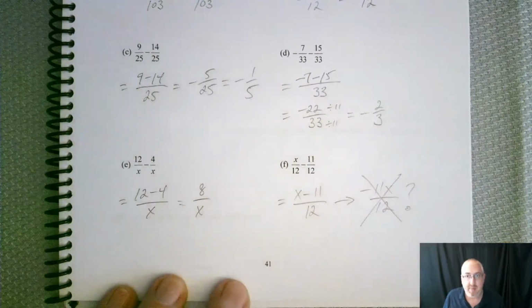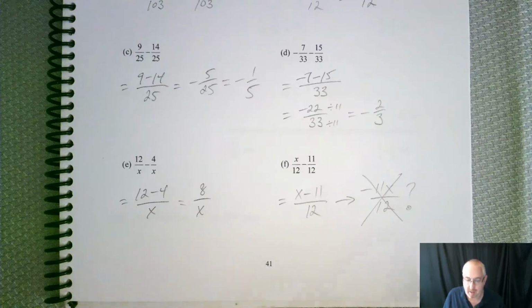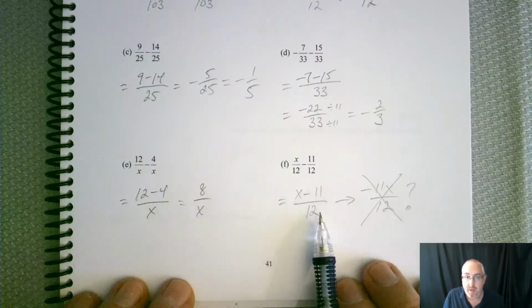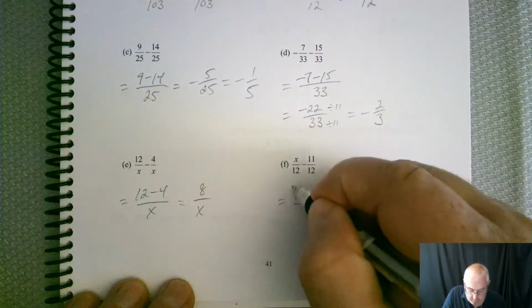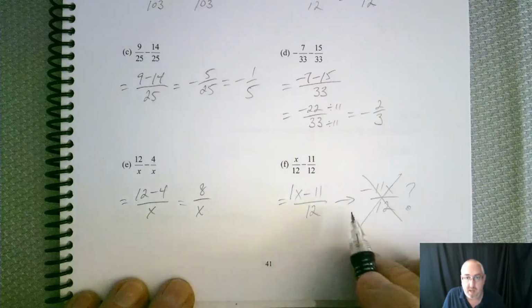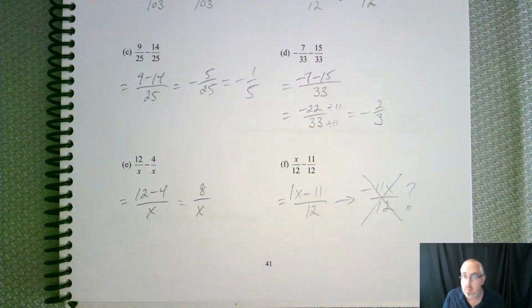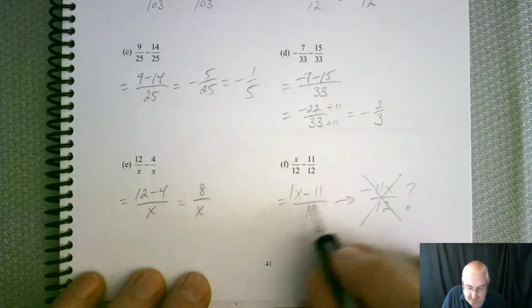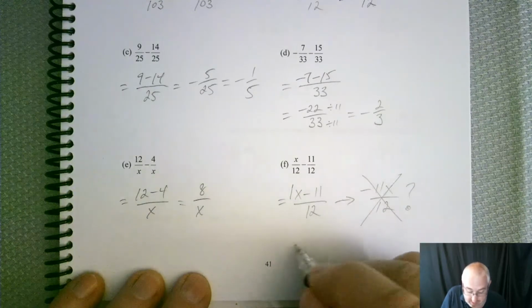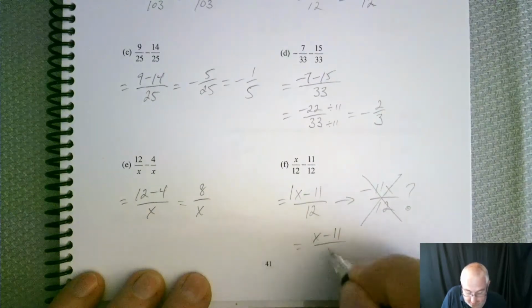That is not going to be the answer. You can't combine those. Think of it like apples and oranges. You have one apple minus 11 nothings. You can't combine apples and nothings together. So that's the problem. So your answer is x minus 11 over 12.